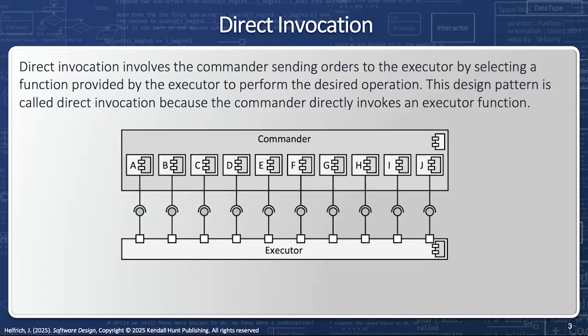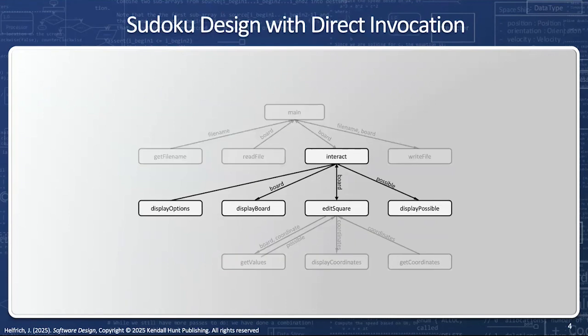Now, the default and the most familiar method to do this is called direct invocation. And here I'm going to have the different parts of the program represented by A, B, C, D, E, F, G, and so on, directly ordering the executor to do stuff by calling a function in that area. So let's take a look at the game of Sudoku. We're going to focus on the bit between interact and the four different commands: display options, display board, edit square, and display possible moves. So how are we going to implement this in C++?